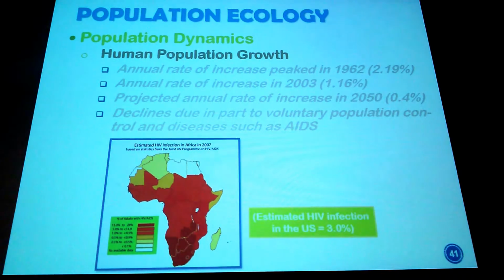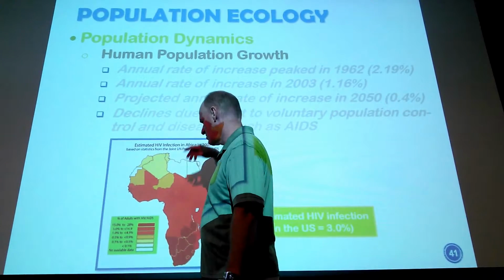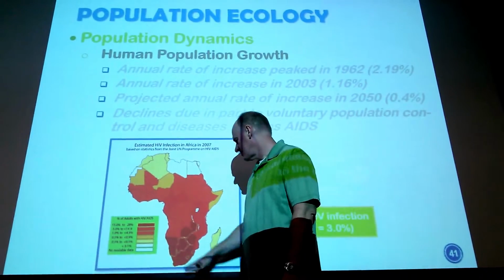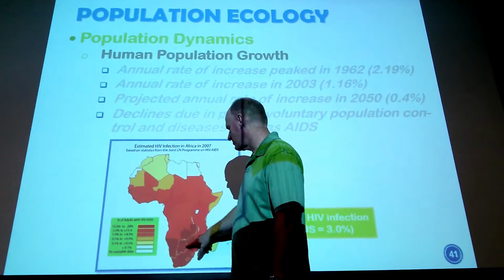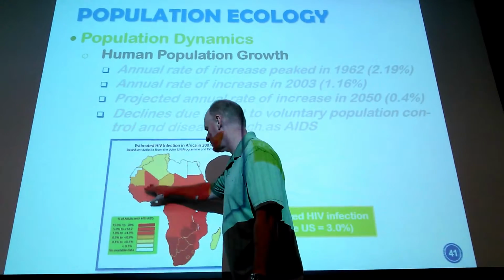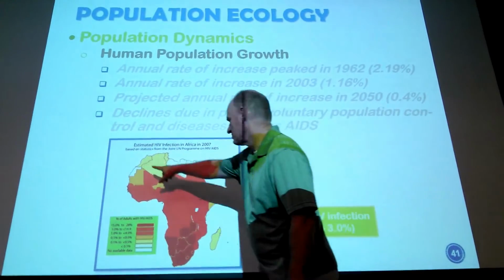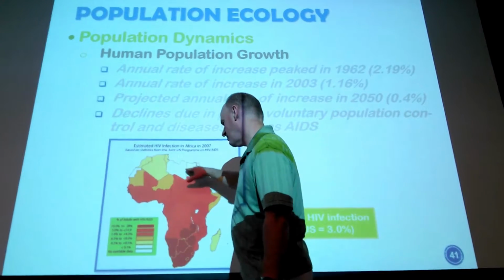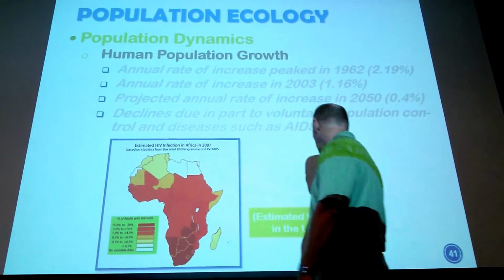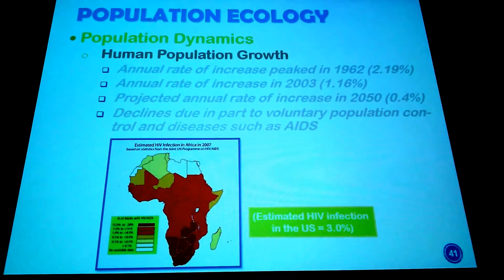This is Africa in 2007. Based on statistics from the UN, the darker it is, the more prevalent AIDS is. In some communities, 15 to 28% are HIV positive. Most of Africa, at least 5 to about 15%. Some areas there's no data over here. Other areas, the lighter ones, it's less than 1%. HIV estimates in the US about 3%, so considerably less than Africa.